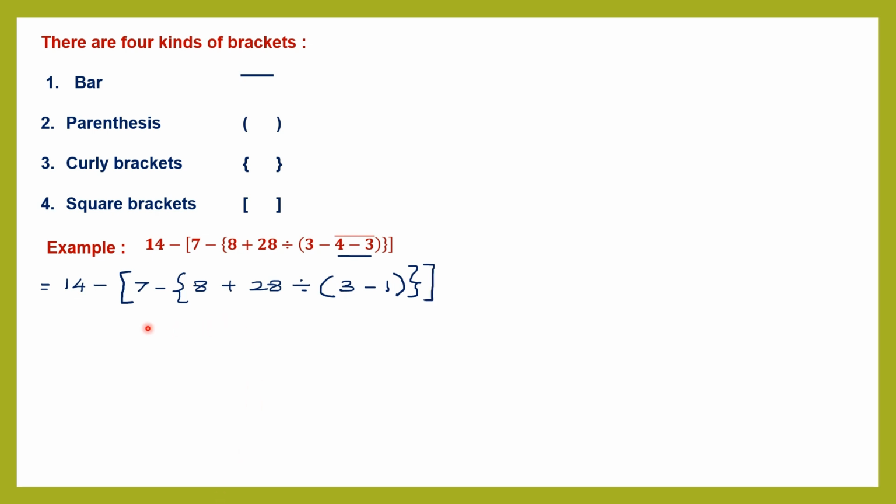So now we have only 3 brackets left. We have finished the bar bracket. So what have we done here? We have simplified the bar bracket. So by simplifying the bar bracket, we get this. Next, what we do is we are looking at the 3 brackets that are left. Square bracket, curly bracket, and the parenthesis.